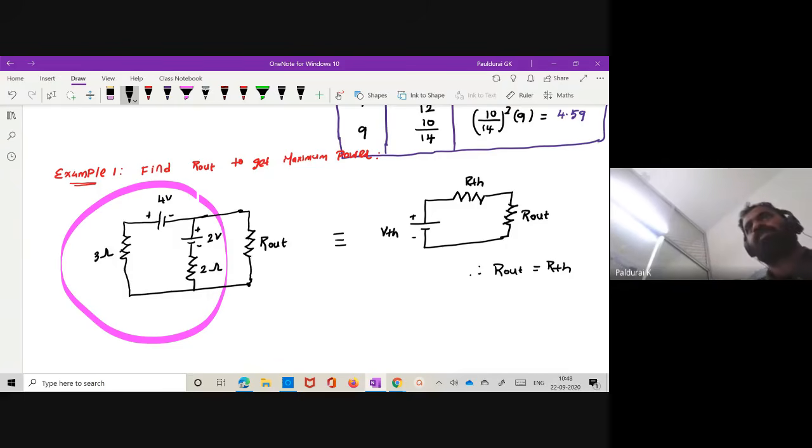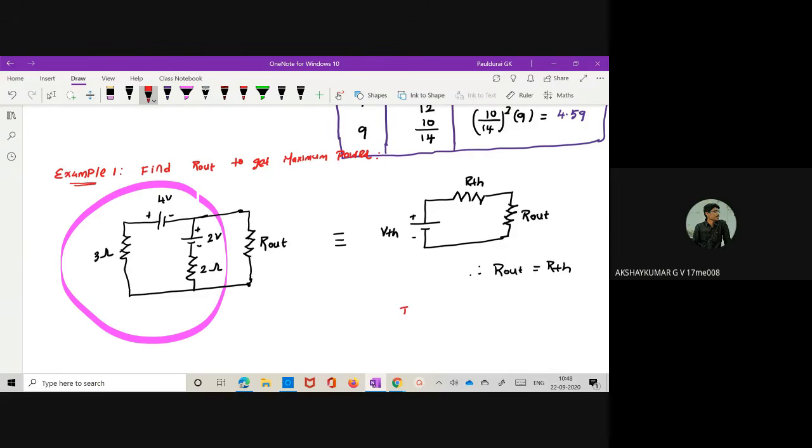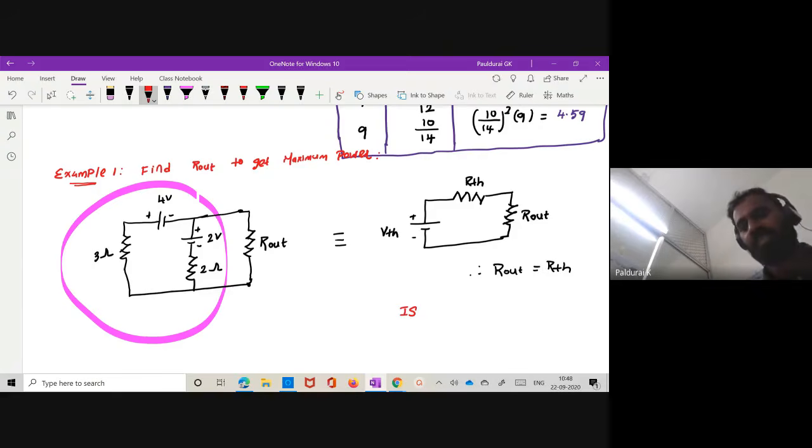Now my question: is it necessary to calculate VTH? No need, right? So finding RTH itself is enough. Read the question carefully. Sometimes they will give: find the Thevenin equivalent and calculate R out for maximum power. If the question is like this, then follow this.